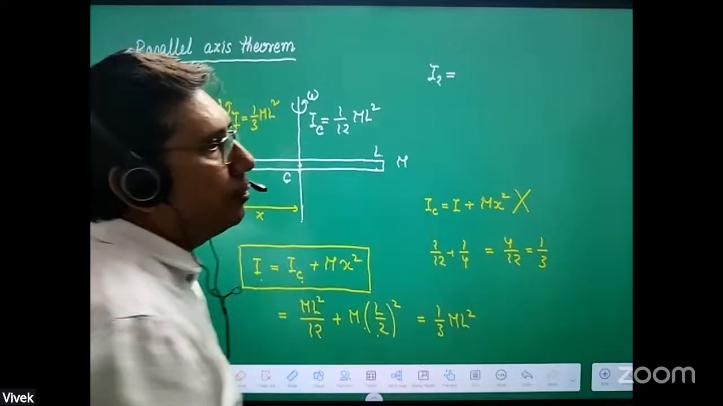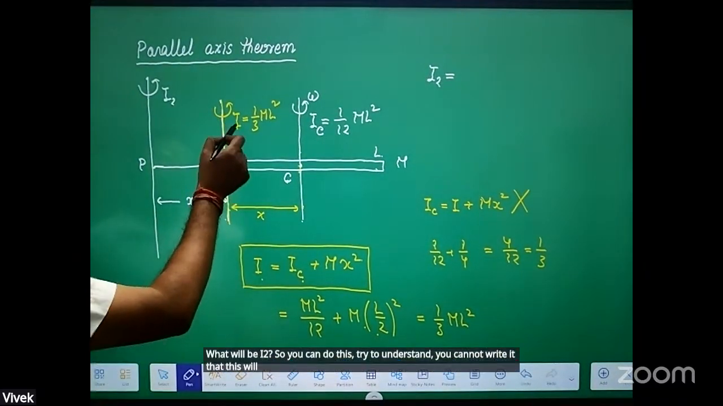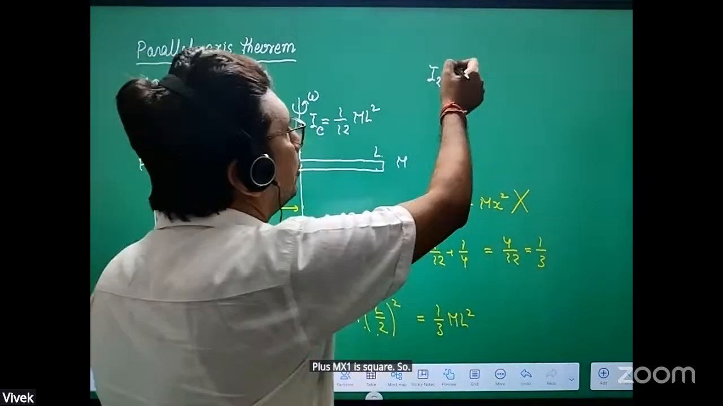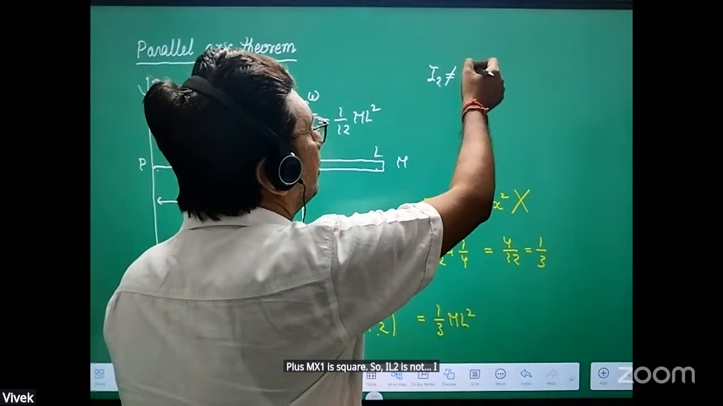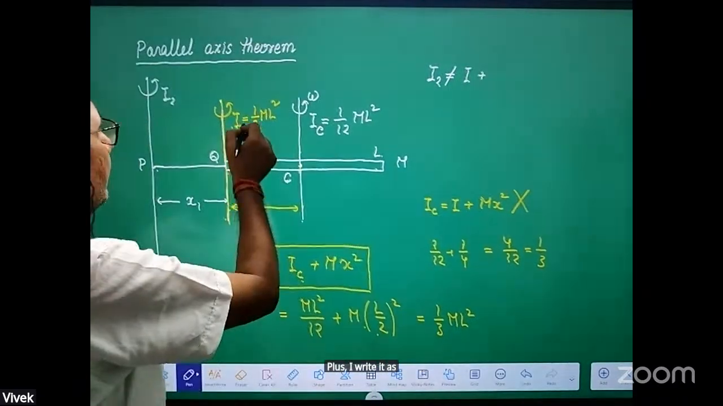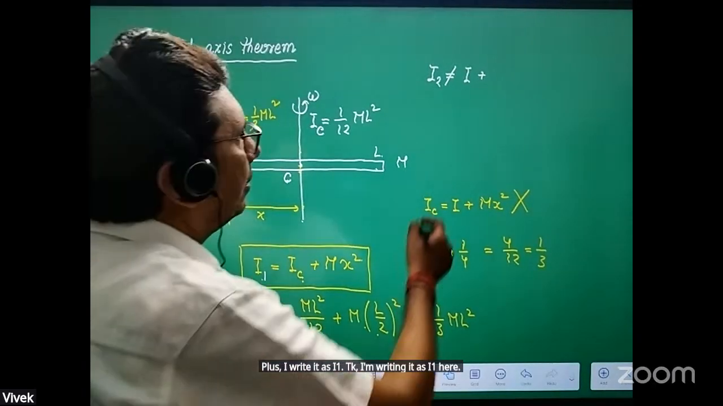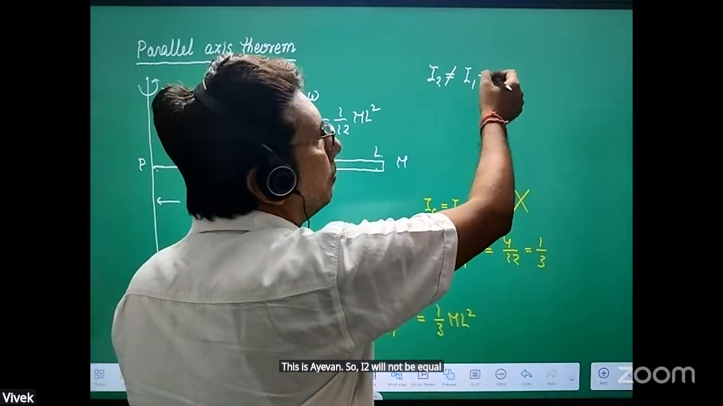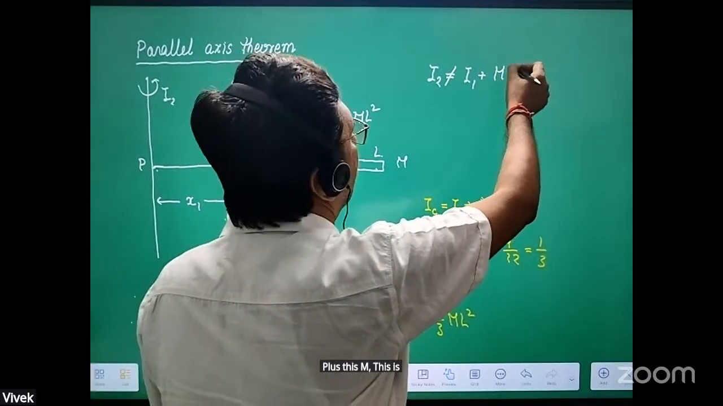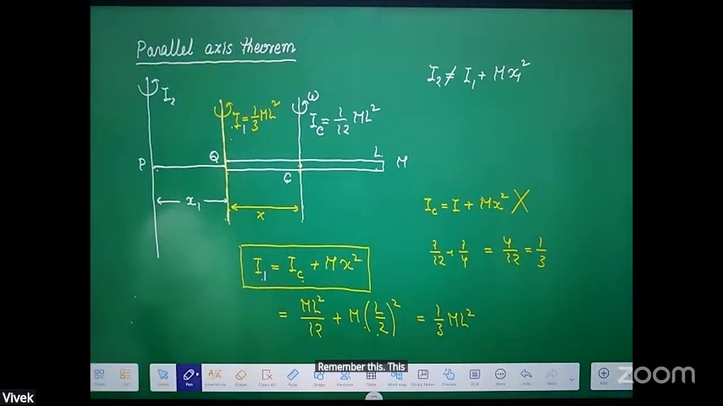So you cannot do this. Try to understand. You cannot write that this will be I plus mx1 square. So I2 is not equal to I plus, I write it as I1. I'm writing it as I1 here. So I2 will not be equal to I1 plus m x1 square. So this is wrong. Remember this.